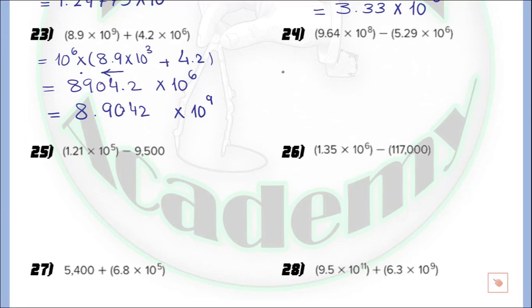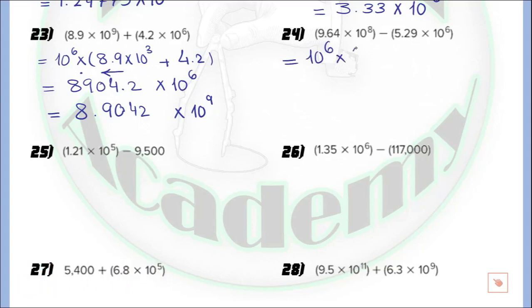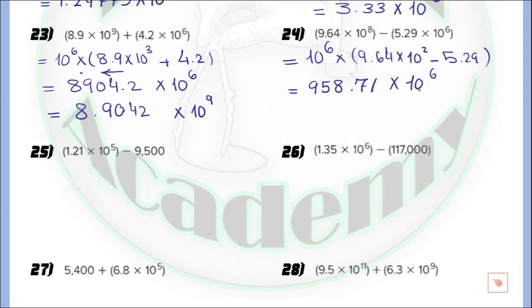In the same way, we will find question number 24. In question number 24, you will find that the smallest power is 10 to the power 6. It will be the common factor, because the two numbers are written in scientific form. Now open the bracket. The remainder from the first one, which is 9.64 times 10 to the power 8 divided by 10 to the power 6, equals 10 to the power 2, minus the remainder from the second bracket, which is 5.29 times 10 to the power 6 divided by 10 to the power 6, equals 1. Now we need to find the value of the bracket. The value of the bracket equals 958.71 multiplied by 10 to the power 6.